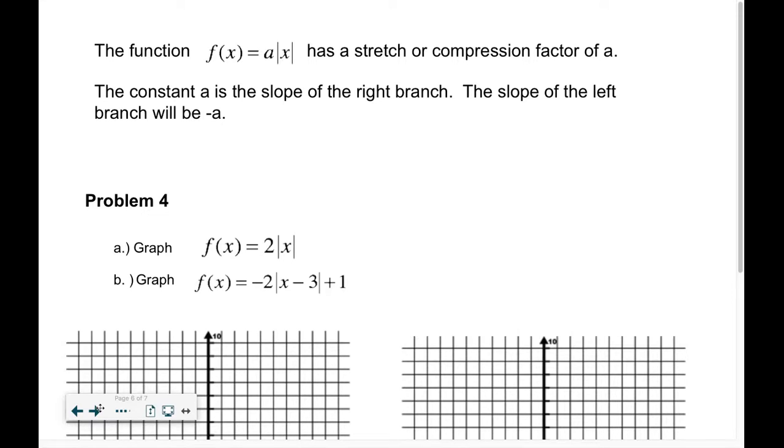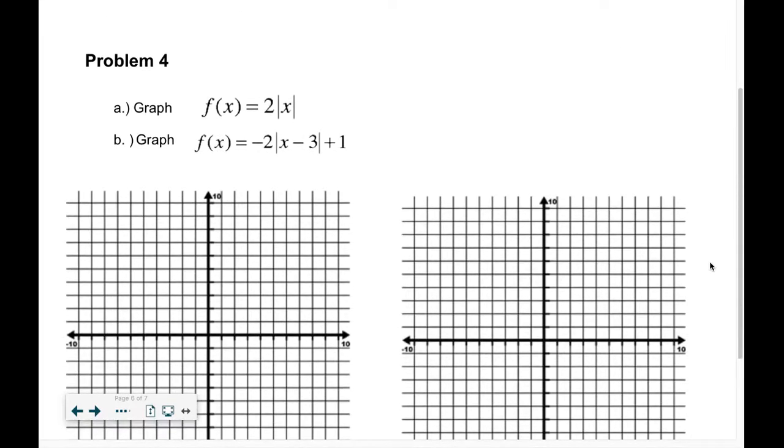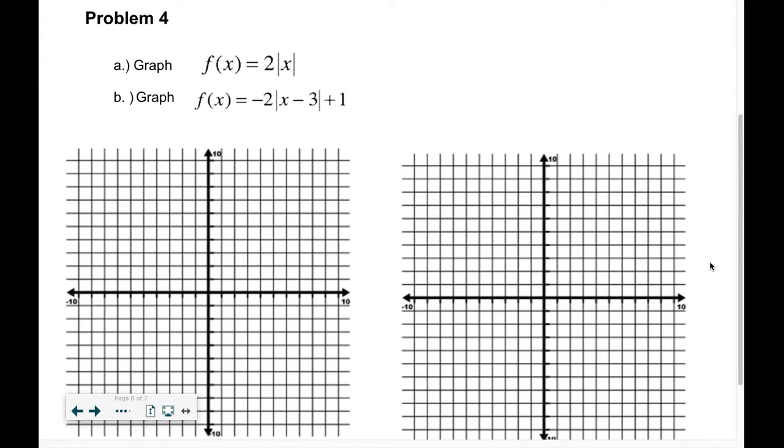So, let's graph f of x equals 2 times the absolute value of x. What do you think it's going to do? Stretch or compression? Stretch. Good. Stretch by a factor of 2. So if my usual parent function has a slope of 1, or negative 1 on the other side, this one is different.